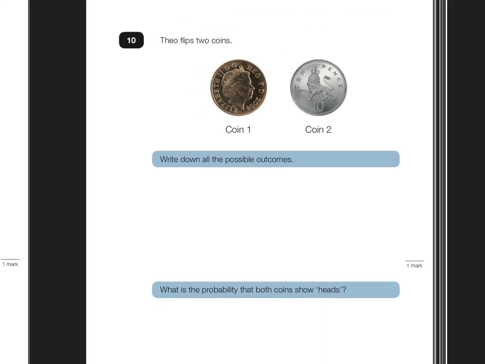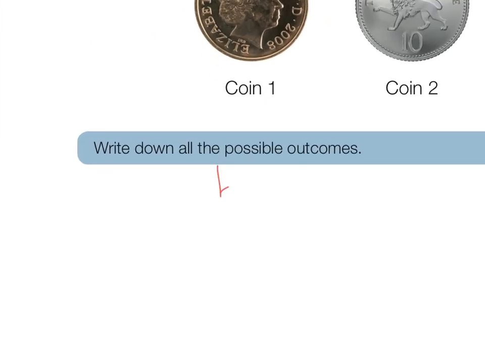Number 10. A little bit of confusion we had here. This is a head. This is a tail. It's not a lion. I mean, it is a lion, but it's called a tail. Every coin has one, a head and a tail. Right, possible outcomes. Flipping 2, you could either have head, head, tail, tail, head, tail, or tail, head. That's all you have to write. That's it. Job done.